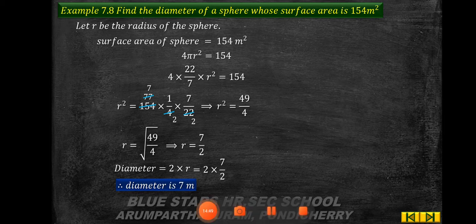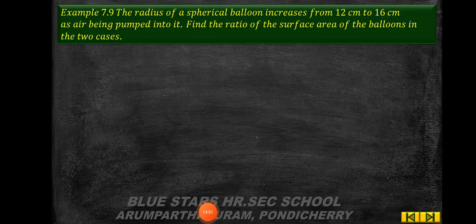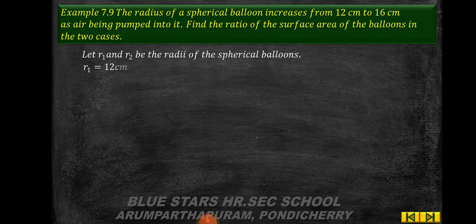Example 7.9. The radius of a spherical balloon increases from 12 cm to 16 cm as air is being pumped into it. Find the ratio of the surface area of the balloons in the two cases. Let R1 and R2 be the radius of the spherical balloons. R1 is equal to 12 cm and R2 is equal to 16 cm. Ratio of CSA of the balloons.